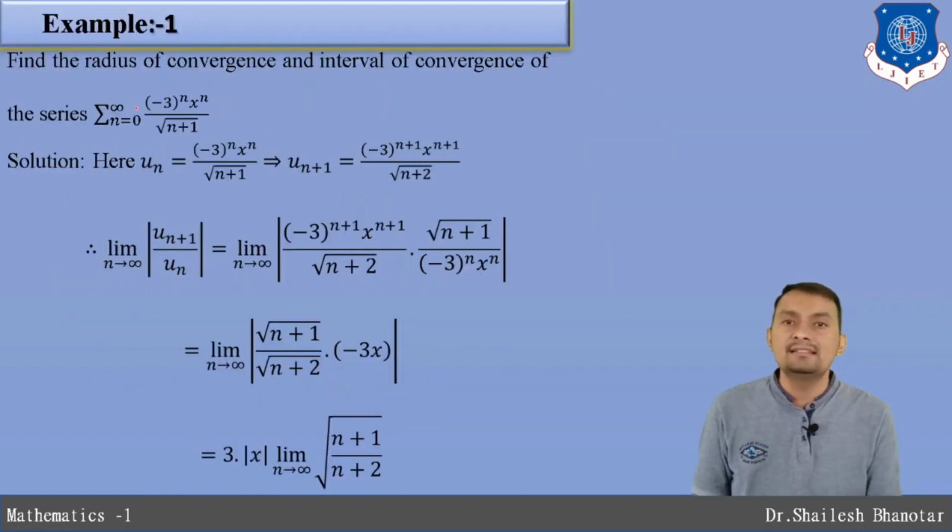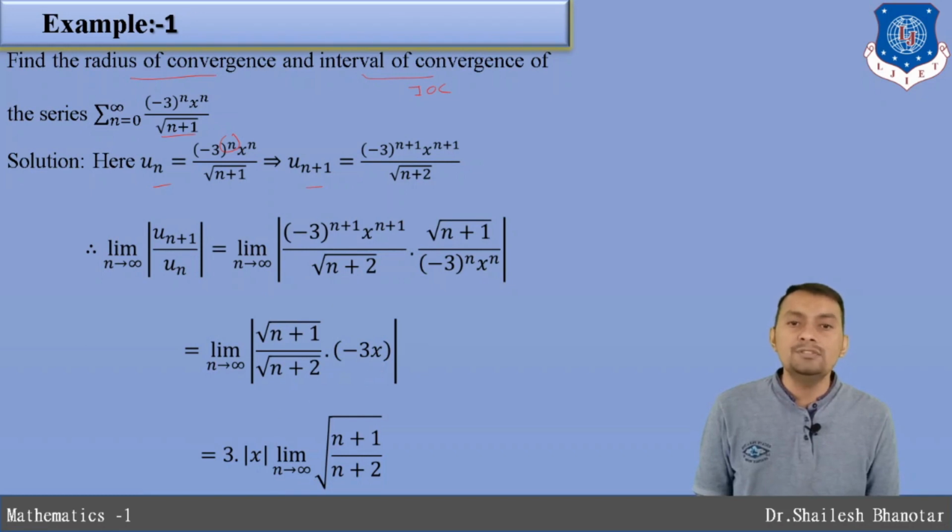Let us consider example number 1. Find the ROC, that means the radius of convergence, and the IOC, that is the interval of convergence, of this series. So un is there, so we use un plus 1, where n is just replaced by n plus 1, and after that just take the ratio of these two, that is un plus 1 divided by un, and when you apply the limit, you will get this one.